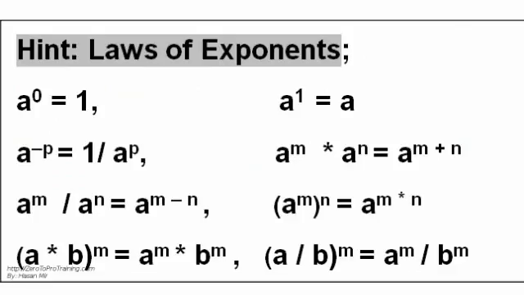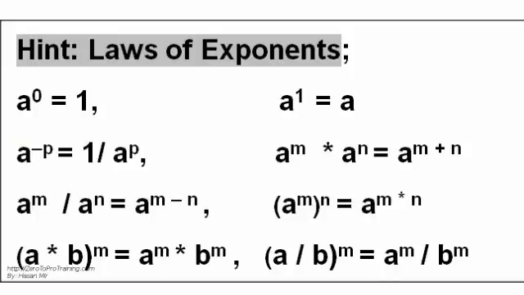Next slide. Laws of exponents. A power 0 is 1, a power 1 is a, a power minus p is 1 divided by a power p. Product of a power m and a power n is a power m plus n. a power m divided by a power n is a power m minus n. Continue.